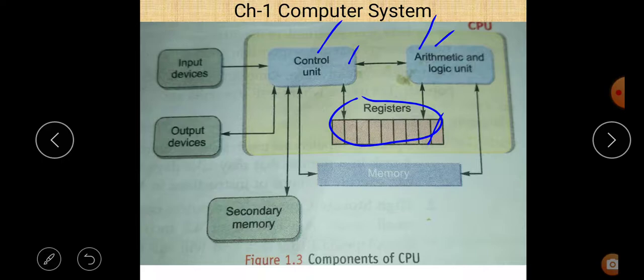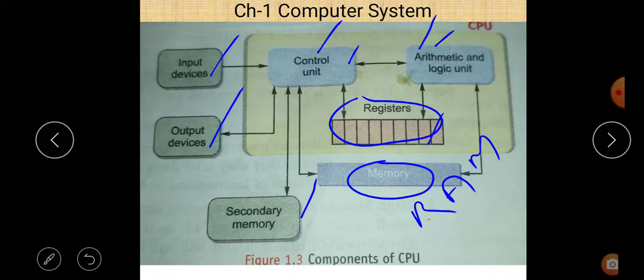And input devices, output devices, and secondary storage are connected to the CPU. You can see on the screen that this is RAM. The memory that is written here is basically RAM, random access memory, which is also known as main memory.